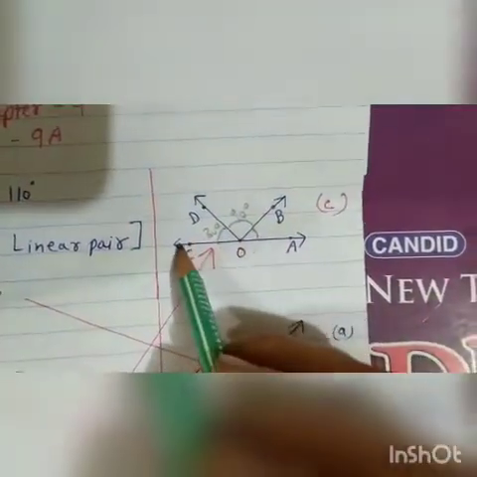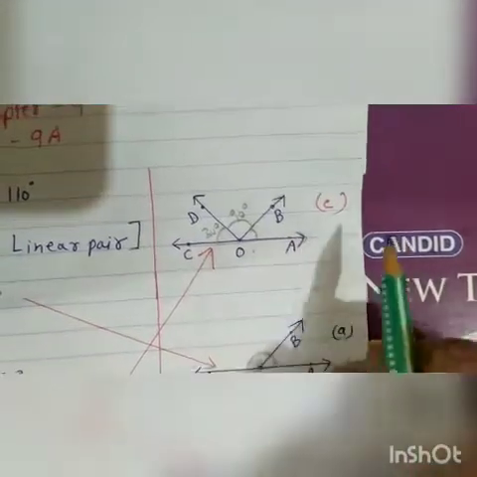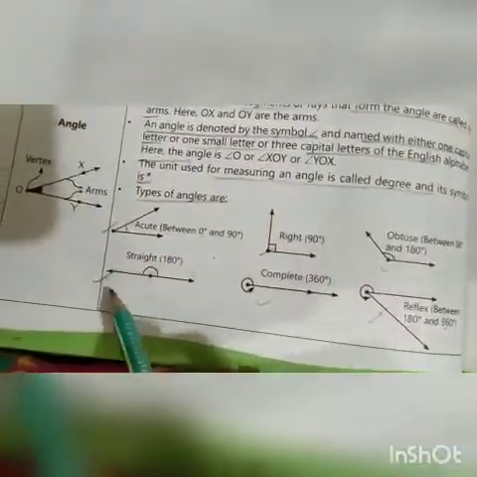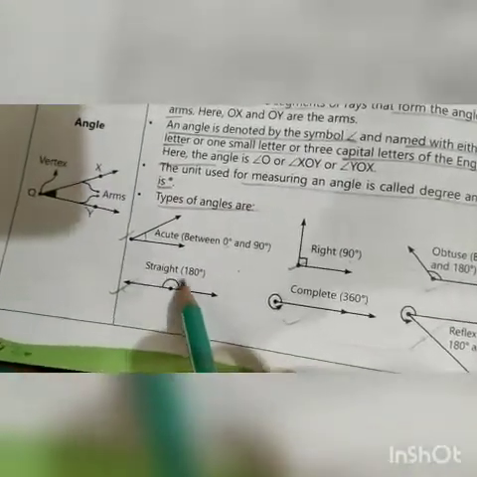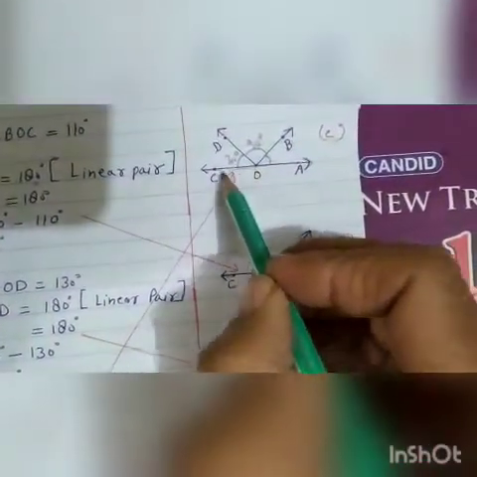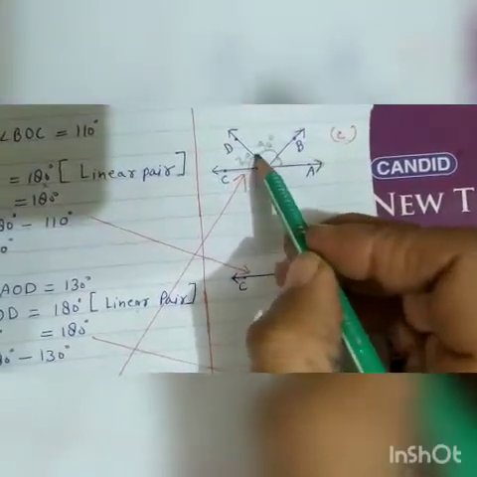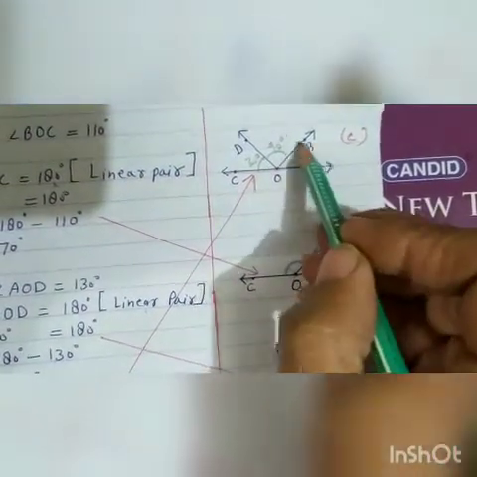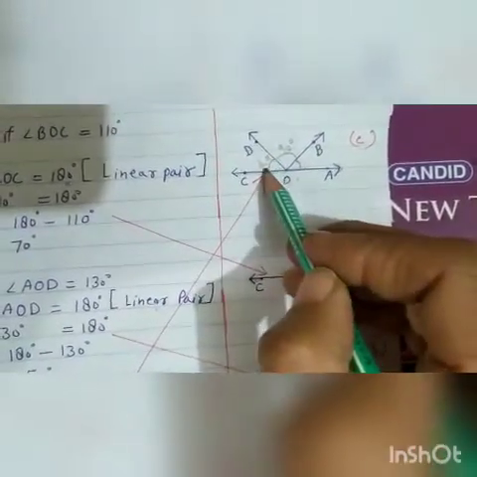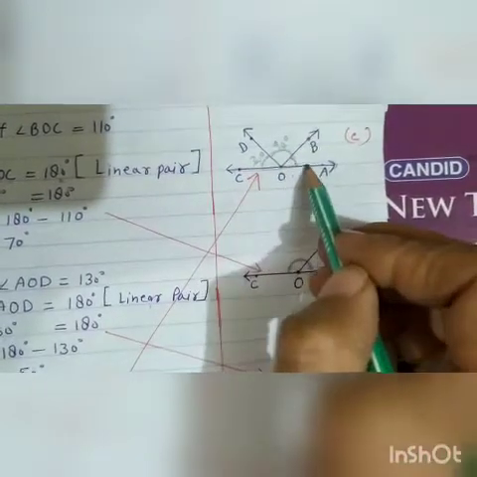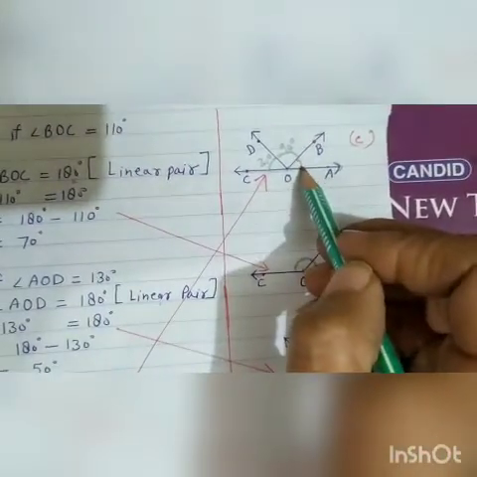So this time, this straight angle, you know what a straight angle is? See here, a straight angle is 180 degrees, and this is a straight line. Straight angle means straight line, and the measure of a straight angle is 180 degrees. So this time this straight angle, or straight line, is divided into three parts: first is angle AOB, second is angle BOD, and third is angle COD. If we add these three angles, again we will get 180 degrees.